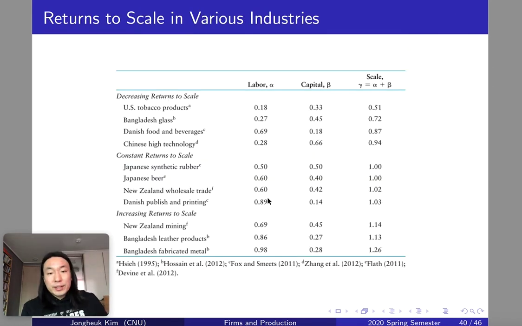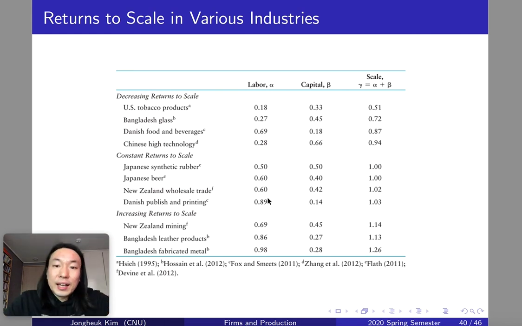So this is the real data to show that some industries in some countries show decreasing returns to scale or constant returns to scale or IRS, increasing returns to scale. So how about United States tobacco products? The labor alpha and the capital beta, those two scaling terms are smaller than 1. So I think this table is the answer to our practice problem.